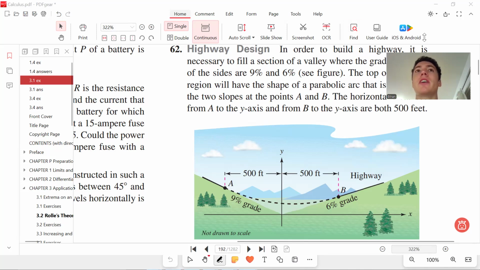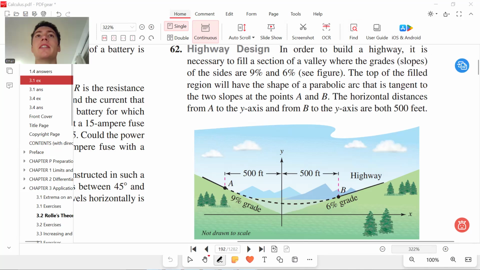Tonight we are solving this highway design problem, problem number 62 in 3.1 here. It's an exciting problem. It's pretty long, so we're going to try to go pretty quickly here. And if you need to pause, feel free to do that because I'm going to go rather fast.